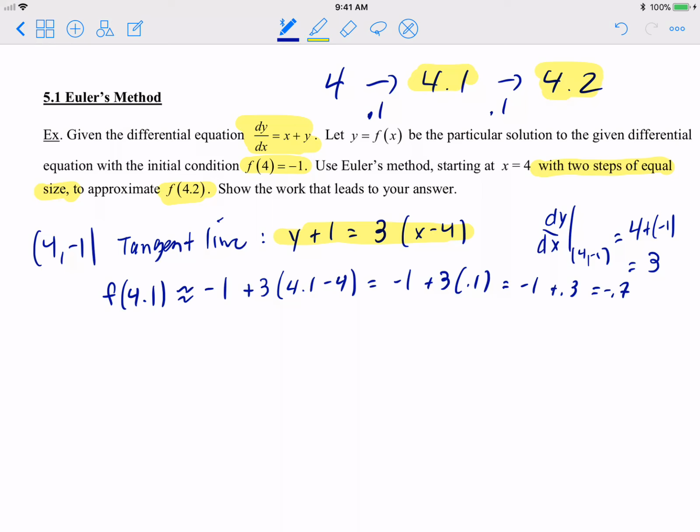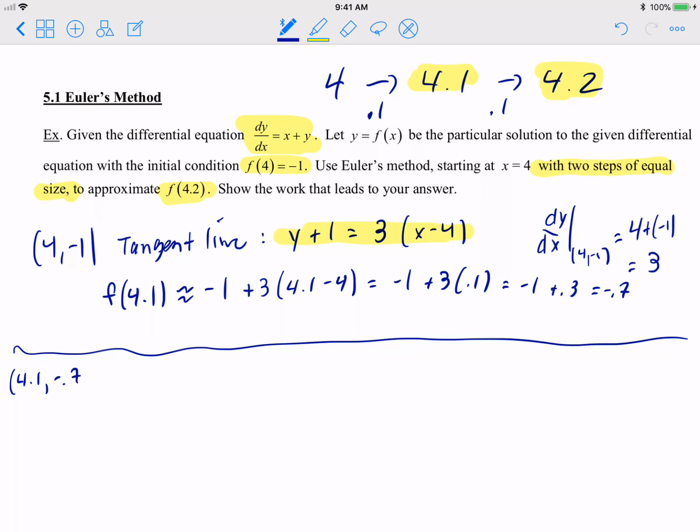Okay, so now I have a new point to make a tangent line at, and my new point is 4.1 and negative 0.7. The negative 0.7 was the approximation of f of 4.1 that we got from our tangent line. So now I'm going to make another tangent line. So this is going to be y minus the y-coordinate, so that's going to be plus 0.7, is equal to the slope.